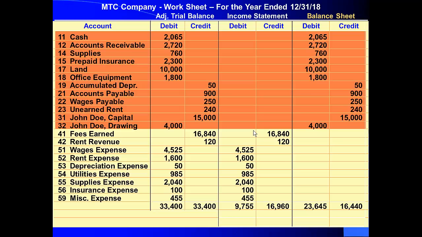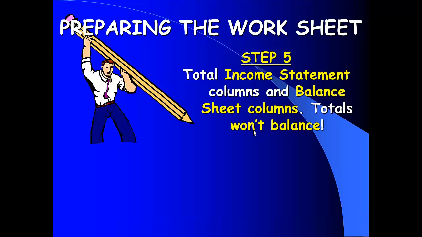So notice cash down through drawing went to the balance sheet column. Fees earned down through miscellaneous expense went to the income statement column. Notice now my totals for the income statement column don't balance. The totals for the balance sheet column do not balance either. Step 5 says we want to wrap things up down at the bottom here.